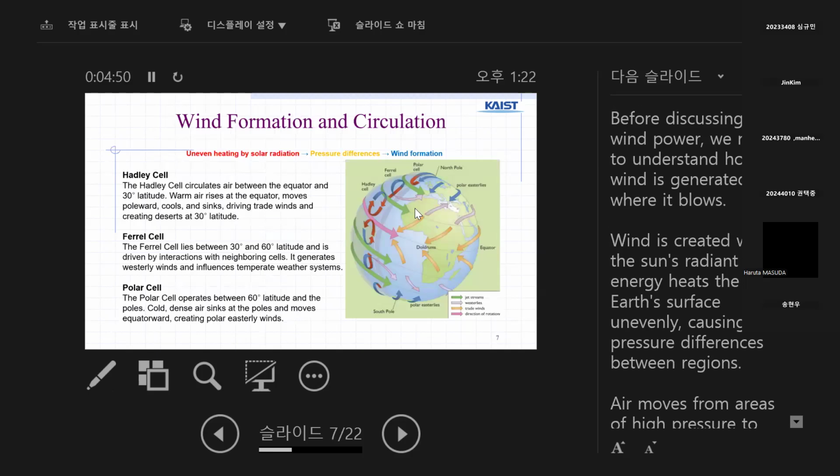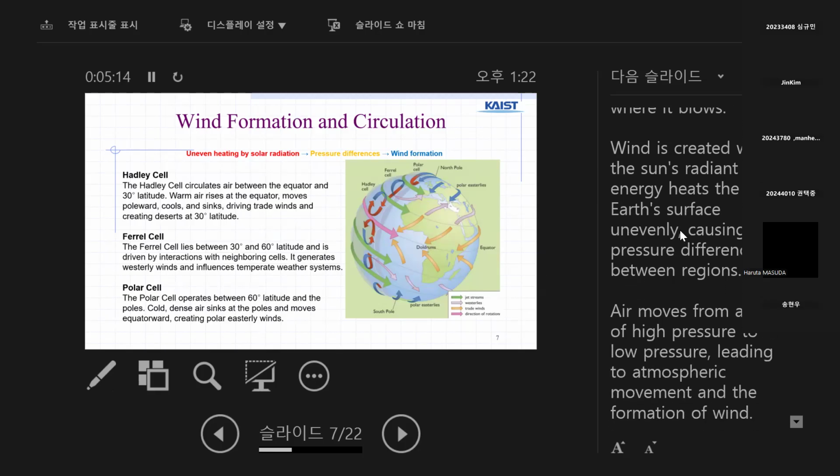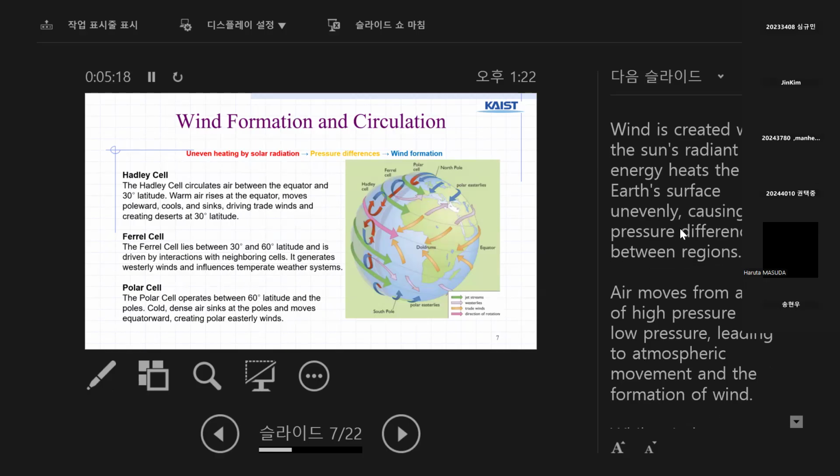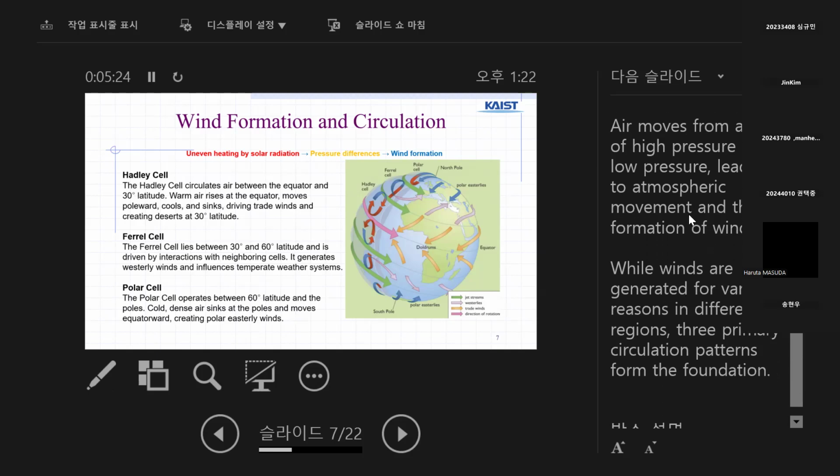Before we discuss the technologies of wind power generation, we need to know about wind formation and how it circulates in the earth. Wind is created when the sun's radiation energy hits the Earth's surface unevenly. It causes a pressure difference on the surface of the Earth. Then the air moves from areas of high pressure to low pressure, and this leads to atmospheric movement and the formation of winds.